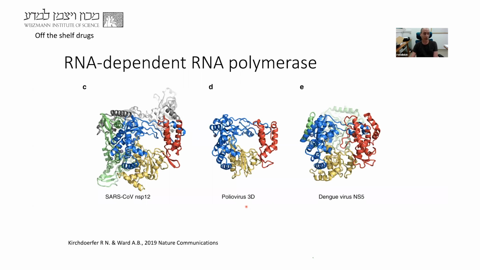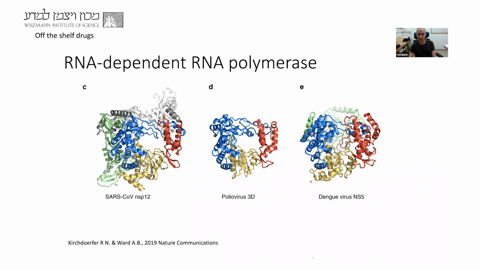So let's start with off-the-shelf drugs. As I told you, the RNA-dependent RNA polymerase is a very important protein that the virus brings with it in order to replicate its own genome. Here you can see the structure of this protein from the previous SARS, the one that infected in the early 2000s. And you can see that structurally, it's very similar to other RNA polymerases coming from very, very different viruses.